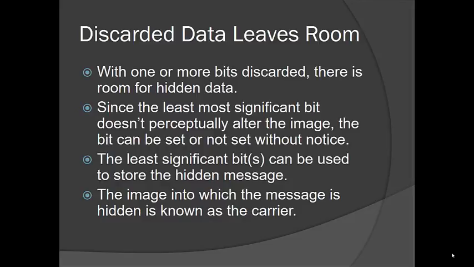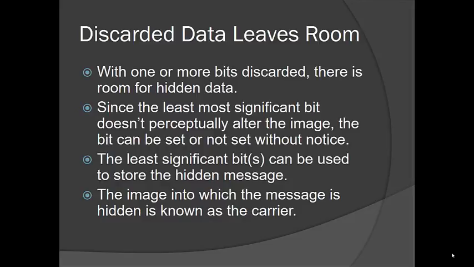So with one or more bits discarded, there's room for hidden data, right? If I've stripped off the least significant bit, or the 2 least significant bits, this gives me lots of space to hide my data. And it really doesn't matter what data I hide, whether I hide 1s or 0s. Remember, we said that these bottom least significant bits aren't really going to affect the image perceptibly. So since the least significant bit doesn't perceptually alter the image, the bit can be set or not set without notice. The least significant bits can be used to store the hidden message, and the image into which the message is hidden is known as the carrier.